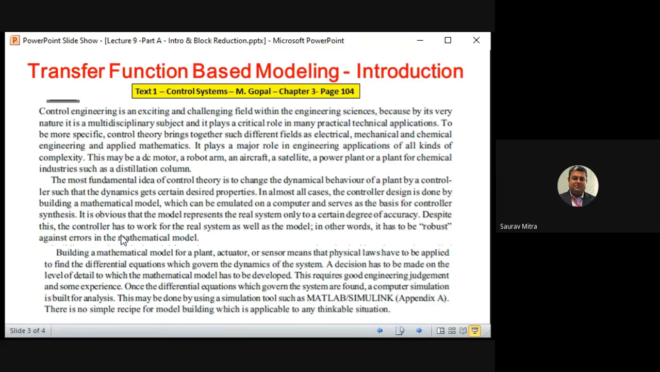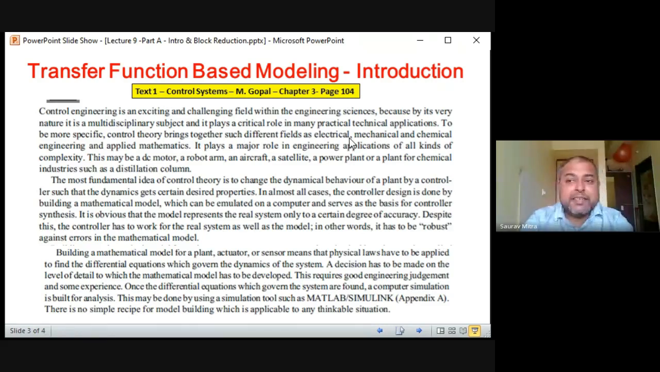It should not be a 50% correct model. That is very poor. Despite this, the controller has to work for the real system as well as for the model. In other words, it has to be robust against errors in the mathematical model. So the controller should be a robust controller. Robust in the actual meaning in control systems is multi-input, multi-output. But here, what they mean by robust is that any kind of change or disturbance that comes to the plant, the controller should be able to tackle it and produce output within a certain required band. That is what they mean by robust against errors in the mathematical model.